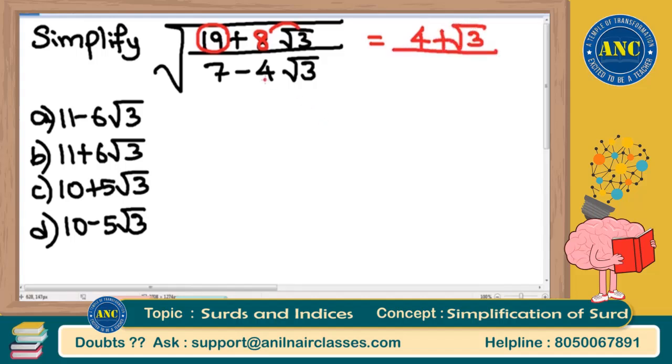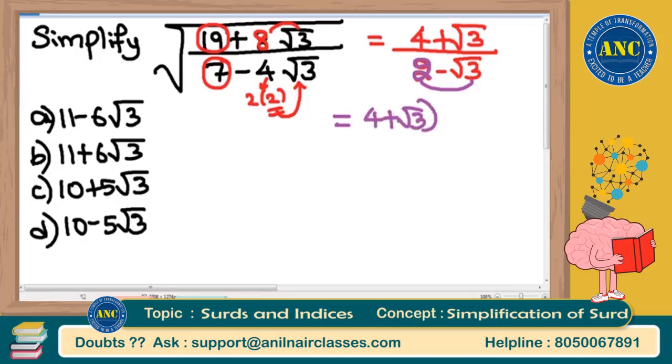Similarly, the denominator. 4 is 2 into 2. This 2 is nothing but root 4. 4 plus 3 is 7. Directly you can write it as root 4 minus root 3, which is 2 minus root 3. Now you know how to rationalize. 2 is root 4. 4 minus 3 is 1 in the denominator. Numerator is 4 plus root 3 into 2 plus root 3.